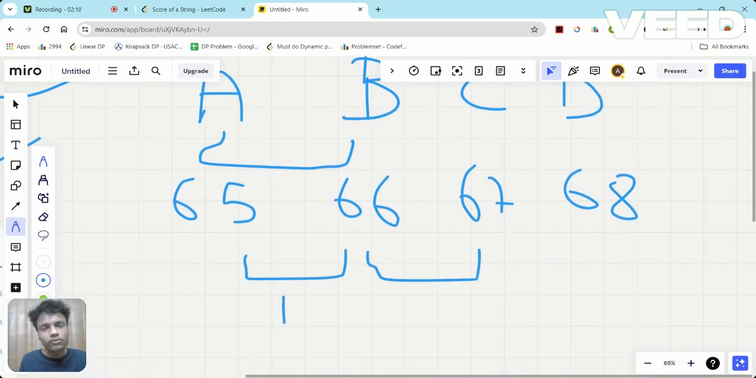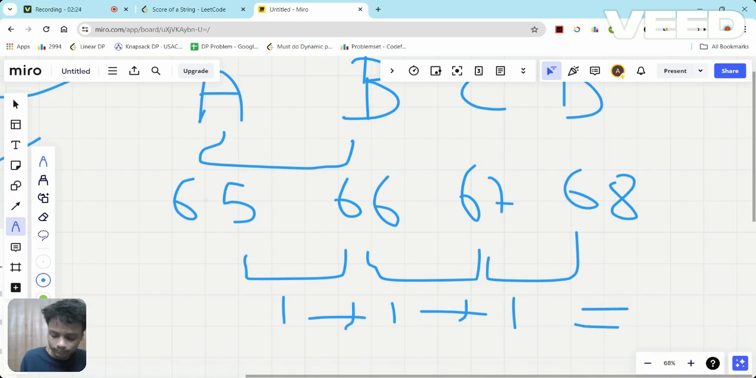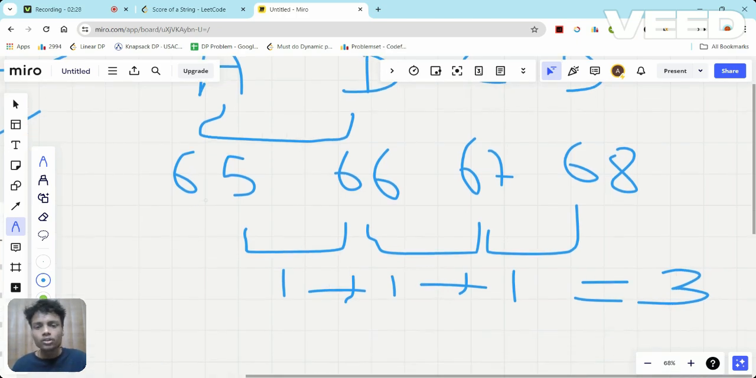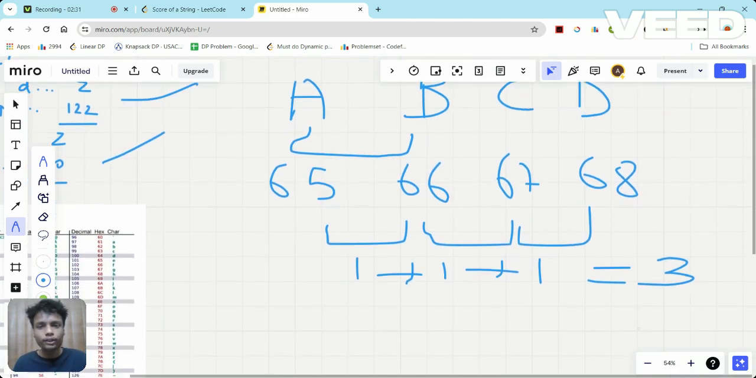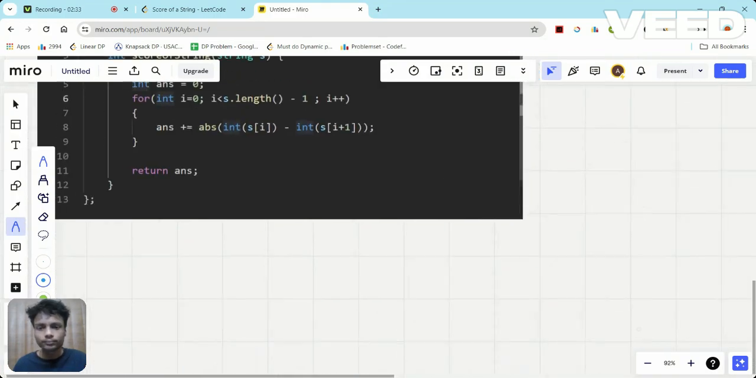Similarly, the difference between B and C is 1. Similarly, the difference between C and D is simply 1. Now simply add them all up. It comes out to be 3. This is the answer to the question. So this is what we have to do. Now how can we do that? Let's move on to the code.